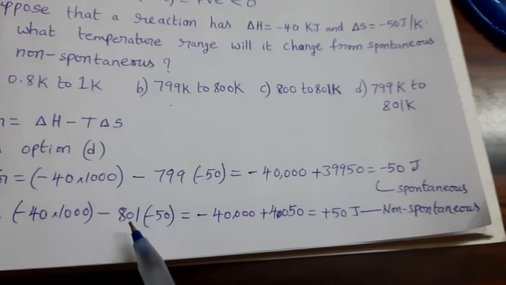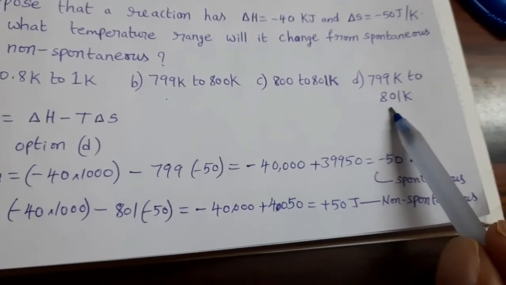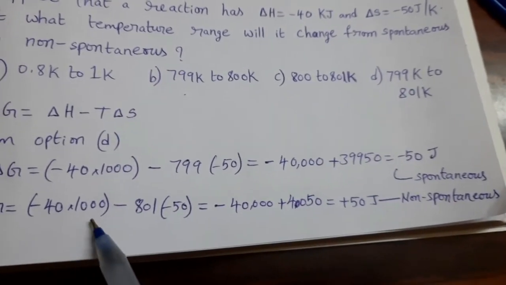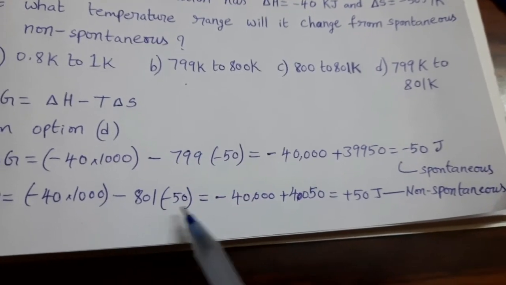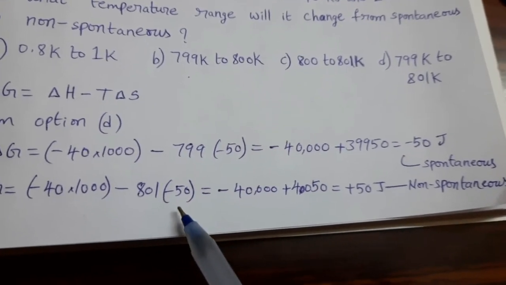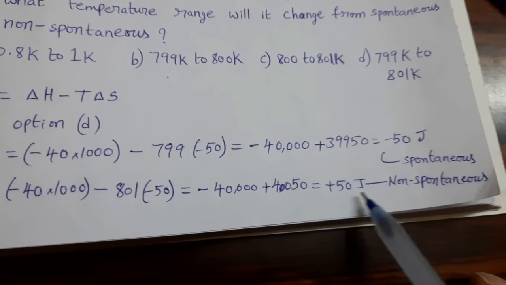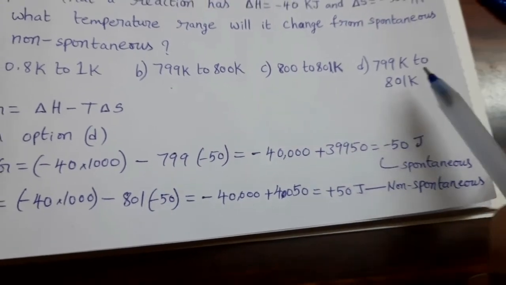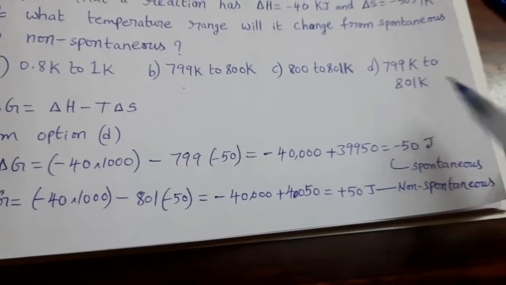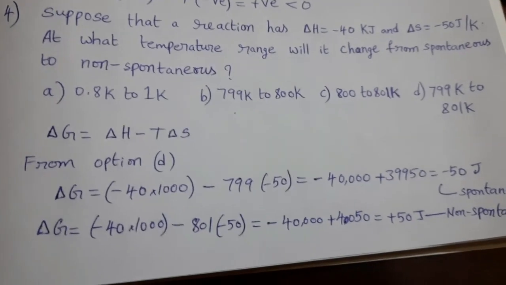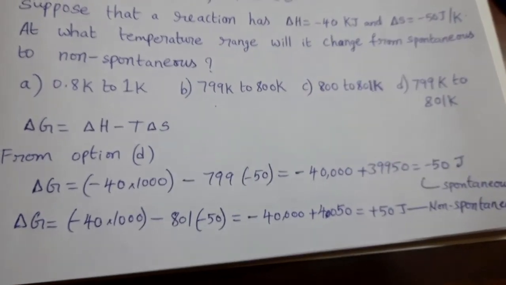Next, another temperature, 801. Minus 40 into 1000 minus 801 into minus 50 entropy value. Finally we can get plus 50 joule, non-spontaneous. So in this temperature range the process changes from spontaneous to non-spontaneous.